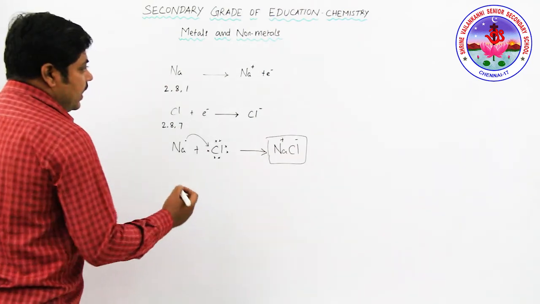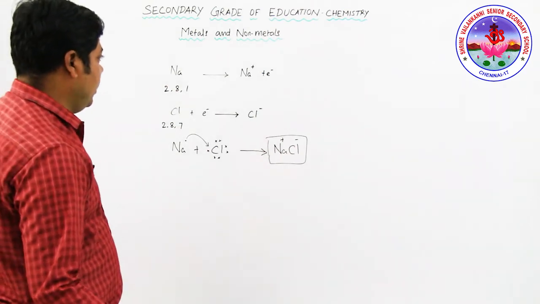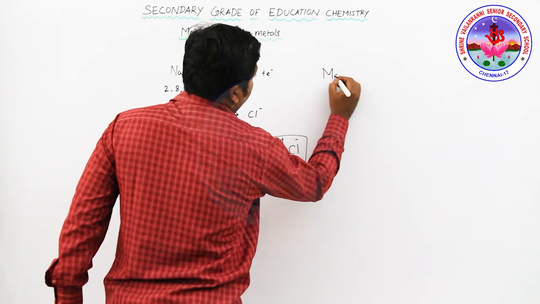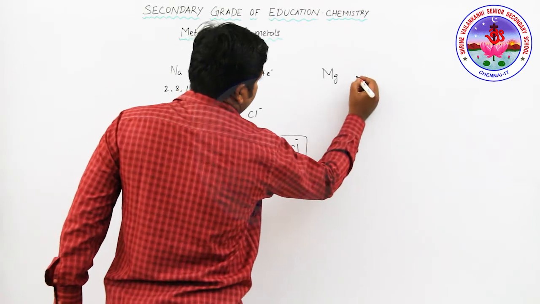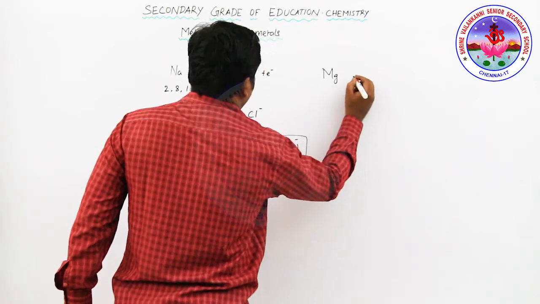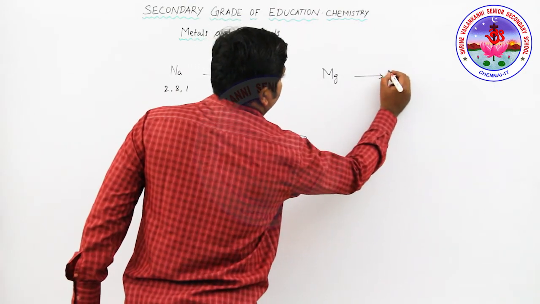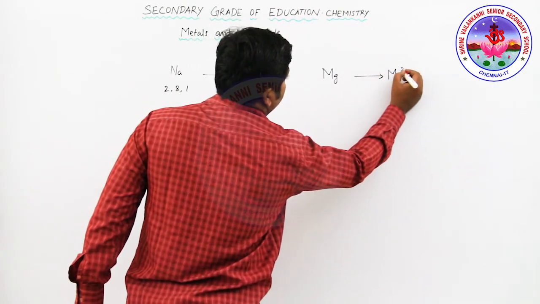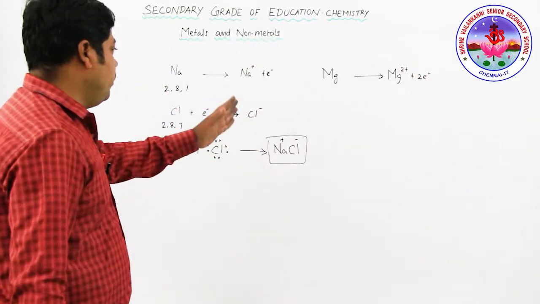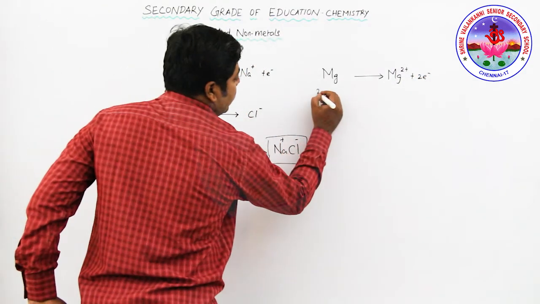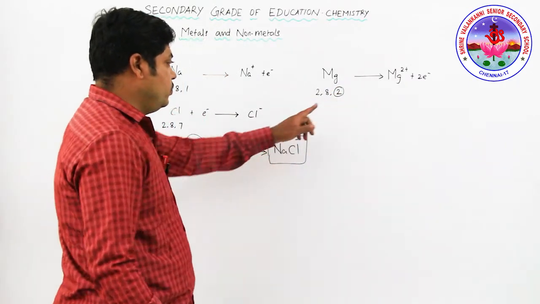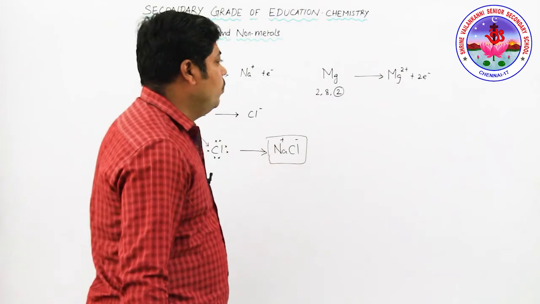Similarly, the formation of magnesium chloride. Magnesium loses 2 electrons, that is Mg2+ and 2 electrons. The magnesium atomic number is 12, so the electronic configuration is 2, 8, 2. Here the last valence electron count is 2, that is why Mg2+.